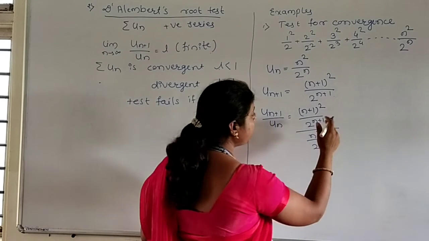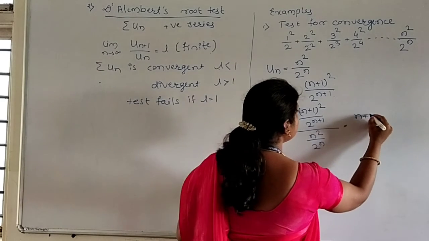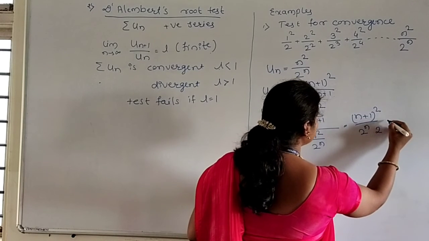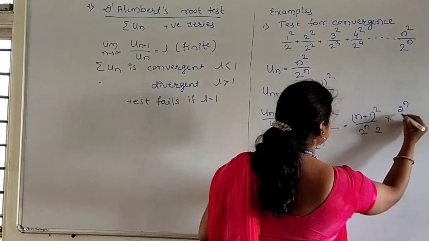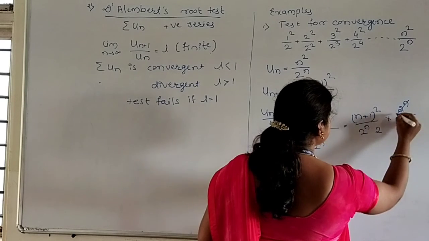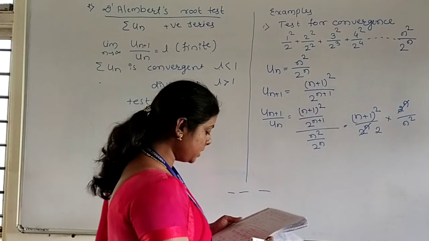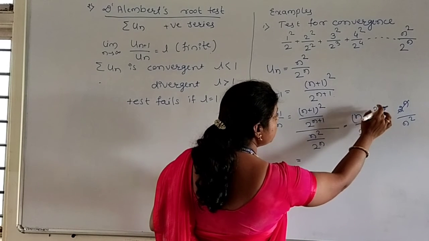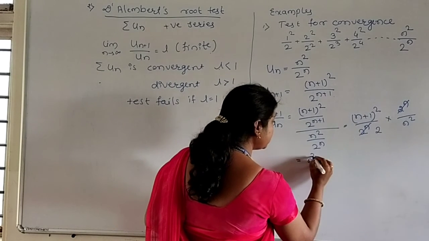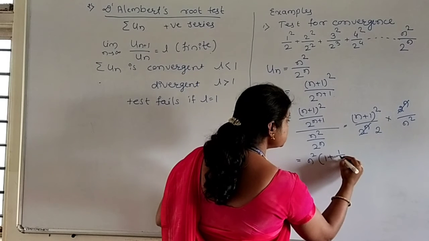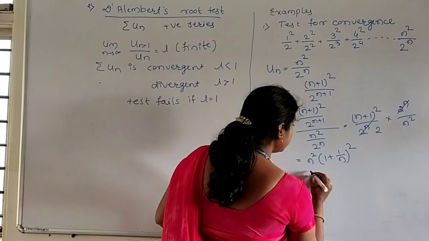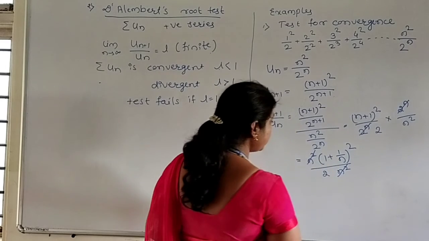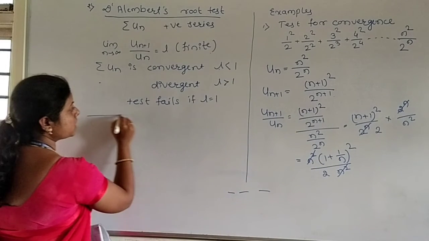Here divided by divided is there, so the denominator will come in the numerator: 2 raised to n into 2 into 2 raised to n divided by n square. The 2 raised to n terms get cancelled. Now here n plus 1 whole square is there. In that we can take n square common: 1 plus 1 by n whole square divided by 2 into n square. Again n square gets cancelled.